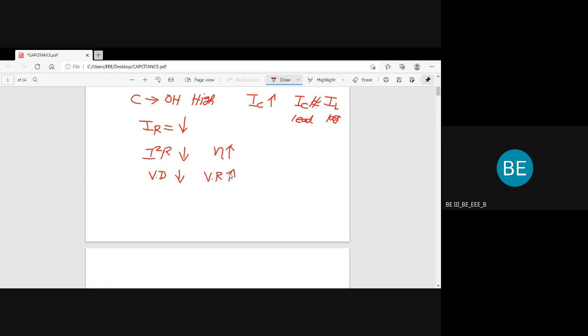This is one. Second. Third advantage is, if we are having high capacitance, what will happen? Because of high capacitance, the load capacity will be increased. This is the first one. Because of high capacitance, it increases the load capacity. Second one will be, it improves the power factor.